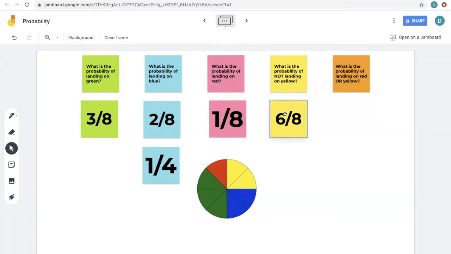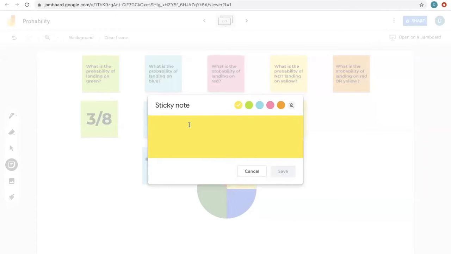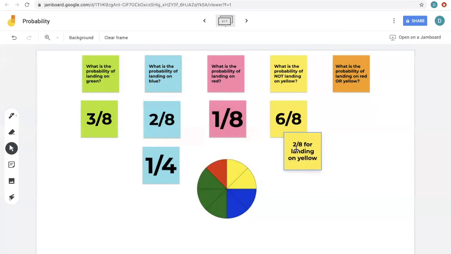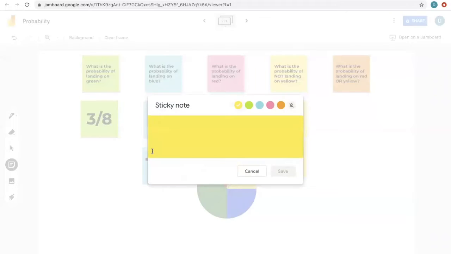Now, let's take a moment and observe that the probability of landing on yellow is 2 out of 8. Now, what is the connection between the 2 out of 8 and the 6 out of 8? Well, if I were to add these together, 2 out of 8 plus 6 out of 8 equals 8 out of 8, which is 1 or 100%.